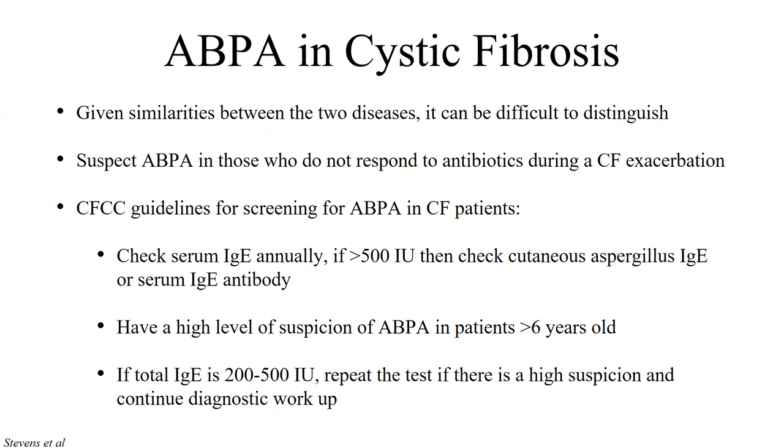So if you're treating them for about a week and they're still doing the same, you should start looking for other diagnoses. I was reviewing the cystic fibrosis clinical care guidelines, which I thought was useful. These are some guidelines to keep in mind for patients with CF and when you should screen them. They recommend checking a serum IgE annually. If greater than 500, then you should proceed with cutaneous testing or serum IgE testing. You should have a high level of suspicion of ABPA in patients greater than 6 years old. If the total IgE is 200 to 500, repeat the test if there's a high suspicion and continue the diagnostic workup.